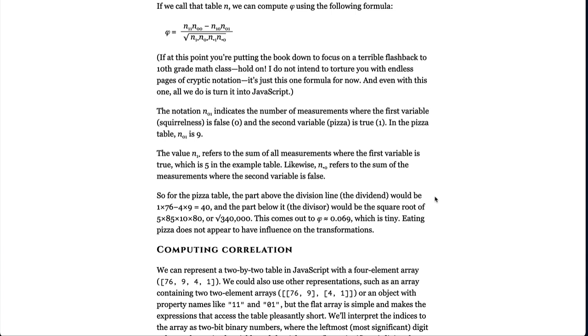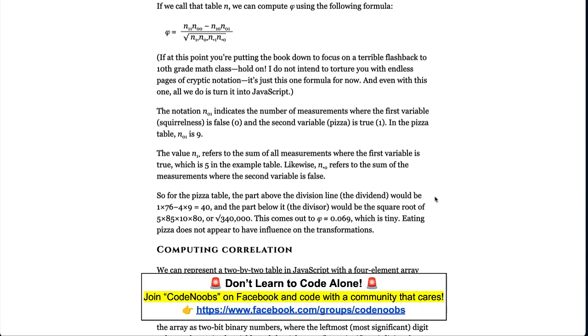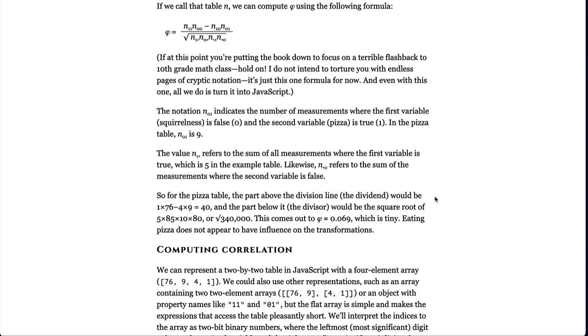The notation n01 indicates the number of measurements in which the first variable, squirrelness, is false, 0, and the second variable, pizza, is true, 1. In the pizza table, n01 is 9. The value n1• refers to the sum of all measurements where the first variable is true, which is 5 in the example table. Likewise, n•0 refers to the sum of the measurements where the second variable is false.